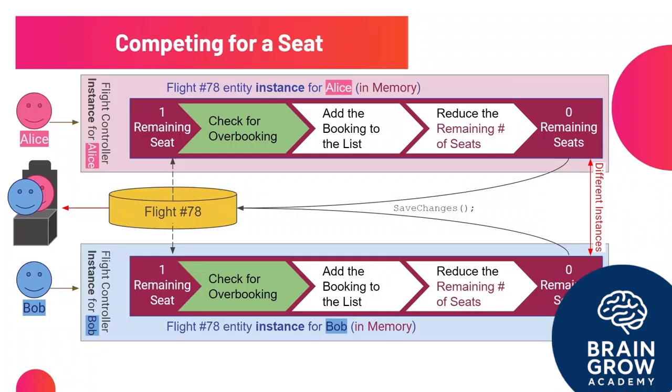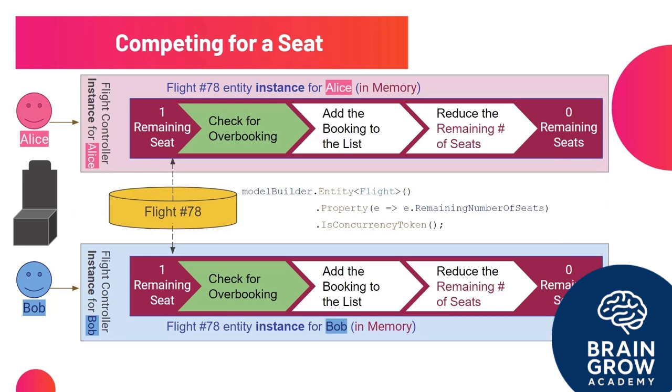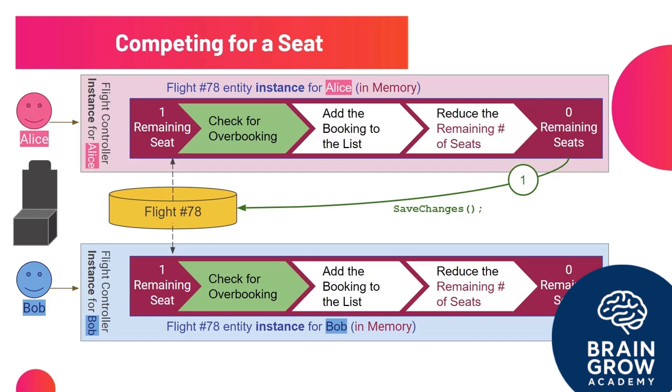So as I was saying, one of the save changes commands always delivers to the database first. By setting the number of remaining seats field as a concurrency token, if Alice saves the changes first, Alice wins the seat and Bob's booking does not take effect.